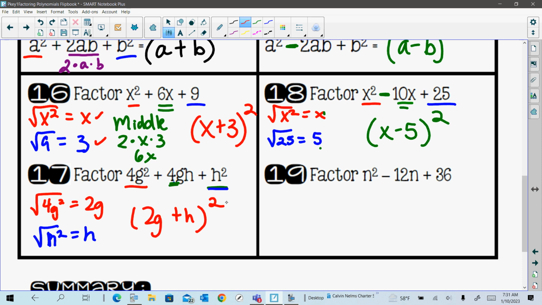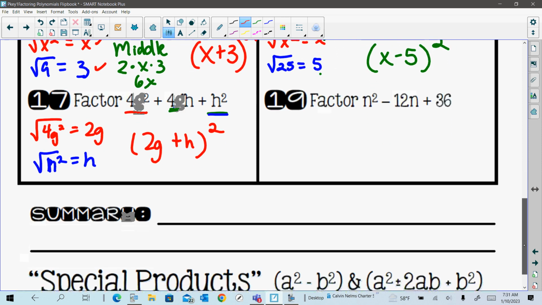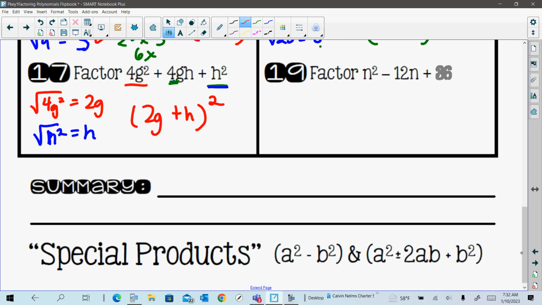All right, I want you to do 19. So you always multiply by 2 to find the middle. You double it to make sure it's the middle one. We just multiply them by 2. All right, so you're going to do 19. I'll check that when you turn this in.